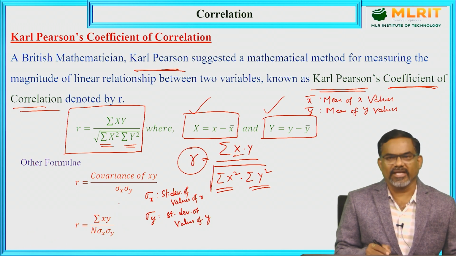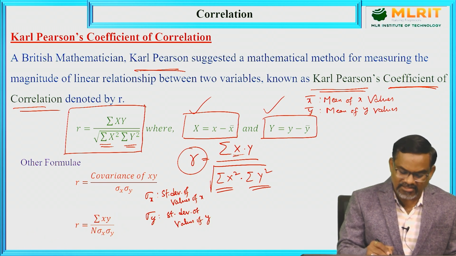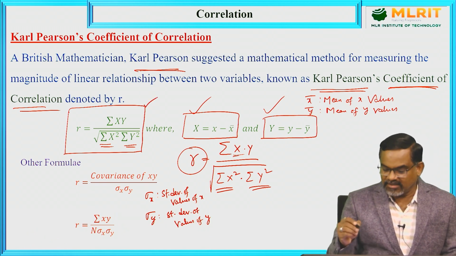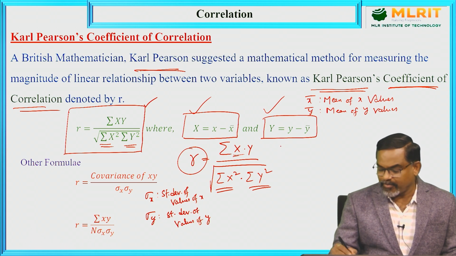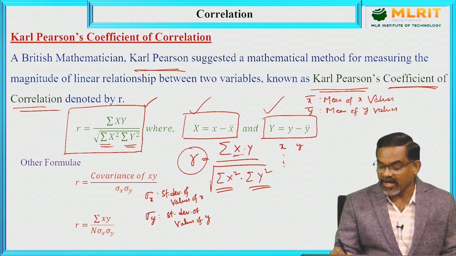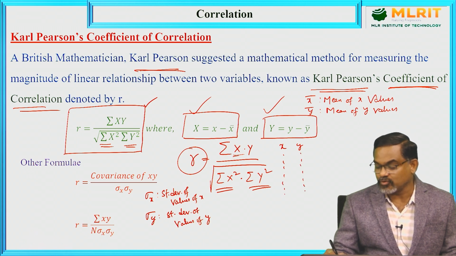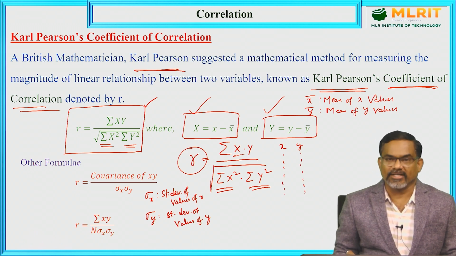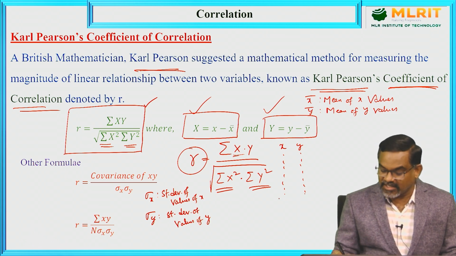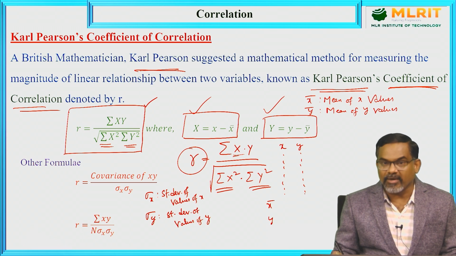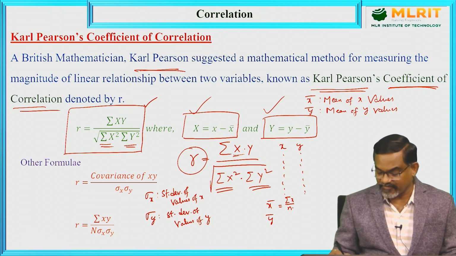You can use any formula, but this is the simple and standard one, because in the given problem, the values of x and y will be given. The table will be given with these two sets of points, x values and y values. It is easy to calculate x bar, then y bar. How to find x bar? Sum of all values of x by total number of values of x, sigma x by n. Similarly y bar, sigma y by n.